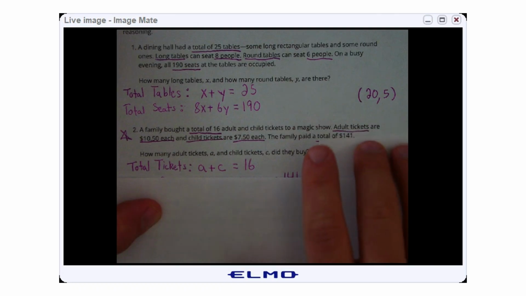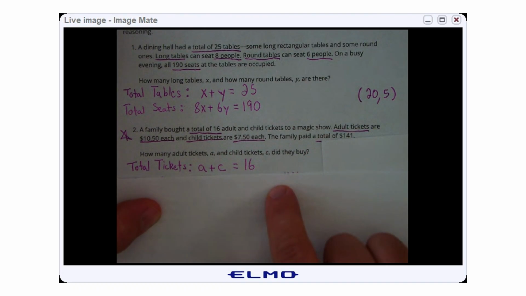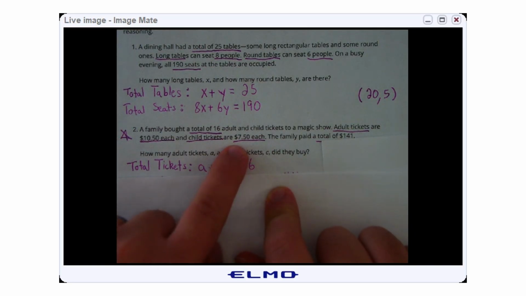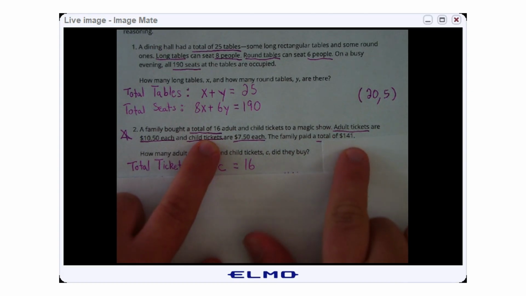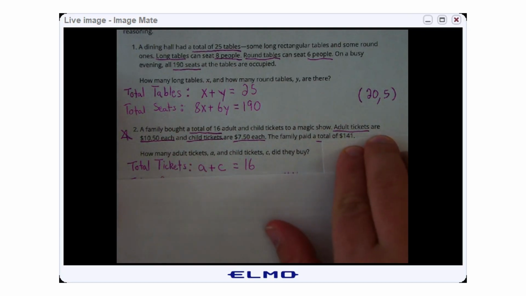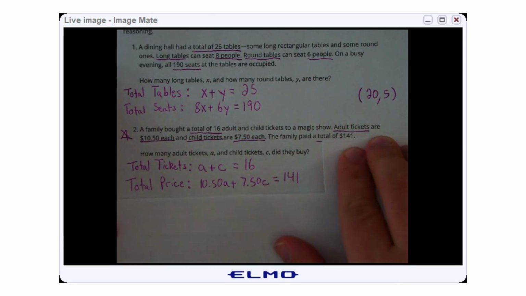So for our price, I don't want to cover that up. We have a total price of $141, right? So that's got to go into our equation. What we're going to do is build up how much we spent on adult tickets. So 10.50 times the number of adult tickets, and then 7.50 times the number of child tickets, right? Both of those things will get us how much we spent on adult tickets and how much we spent on child tickets. The total of both of those should add up to 141. So that's what this is going to look like: 10.50 times A plus 7.50 times C is going to equal our total of $141.